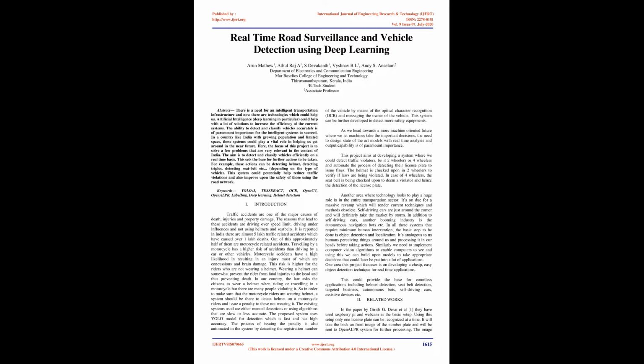For example, these actions can be detecting helmet, detecting triples, detecting seat belt, etc., depending on the type of vehicle. This system could potentially help reduce traffic violations and also improve upon the safety of those using the road network. Keywords: YOLOV3, Tesseract, OCR, OpenCV, OpenALPR, LabelImg, Deep Learning, Helmet Detection.